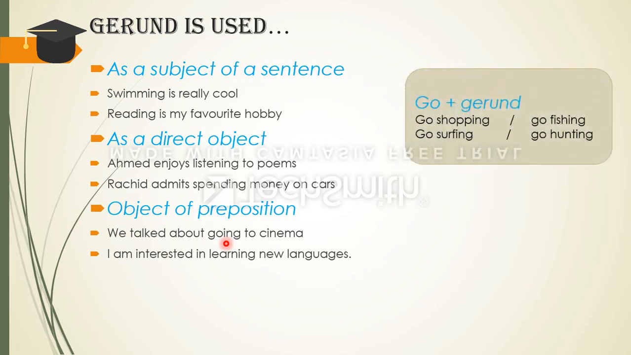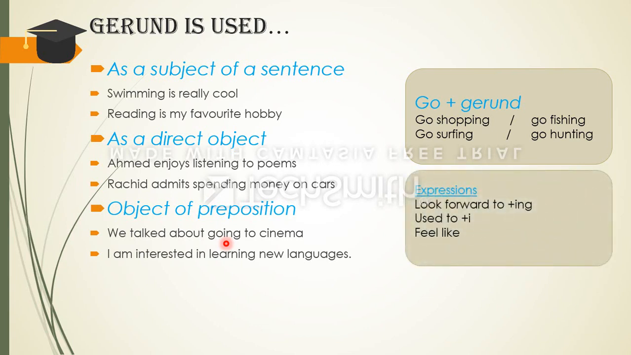Also, the gerund can be used after the verb go. For example, we say go shopping, go surfing, go fishing, go hunting. But this is just related to the cases when we are speaking about fun activities, things that we do for fun. When I'm speaking, for example, about hobbies, I say I go shopping, for example, every Thursday, and so on. So when I'm speaking about recreational activities, I can use go, and it is followed by gerund.